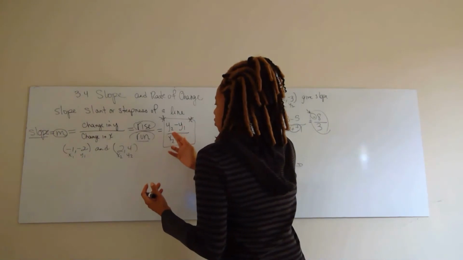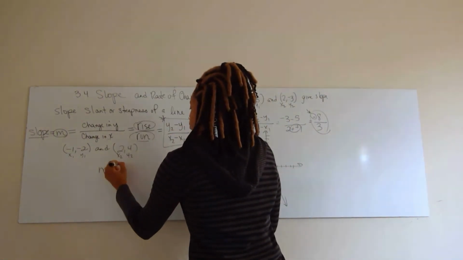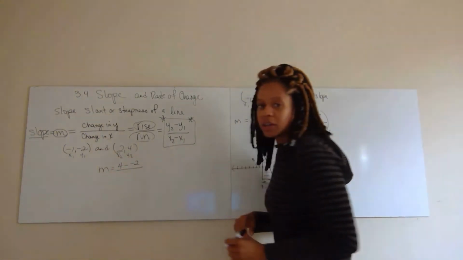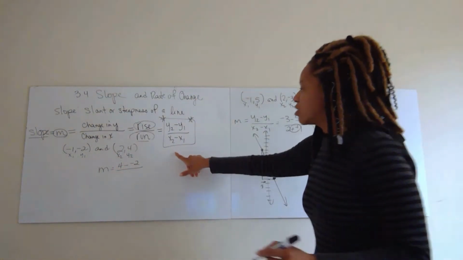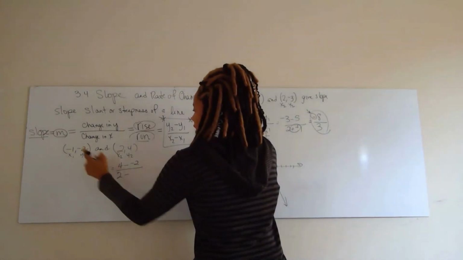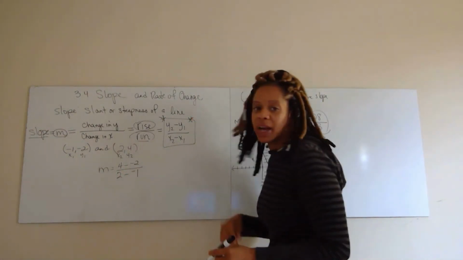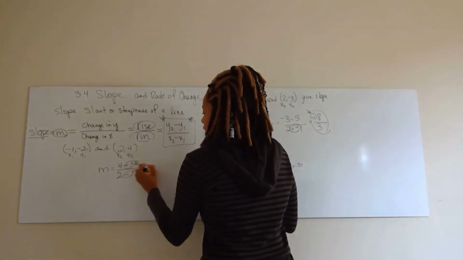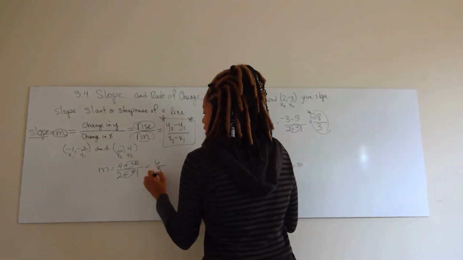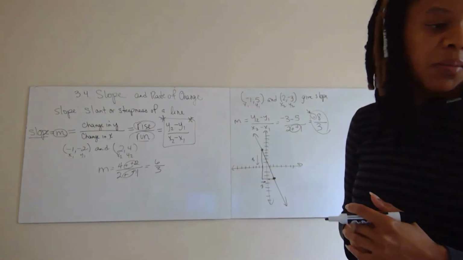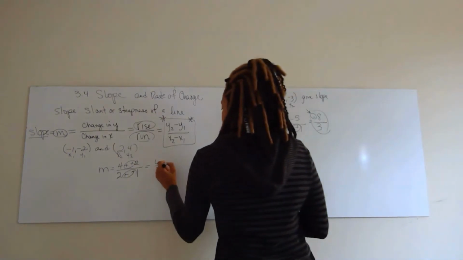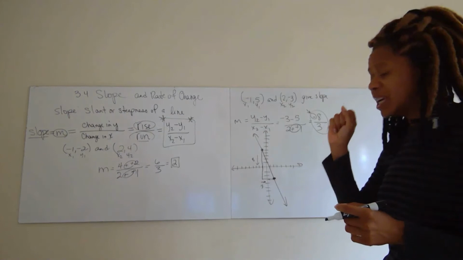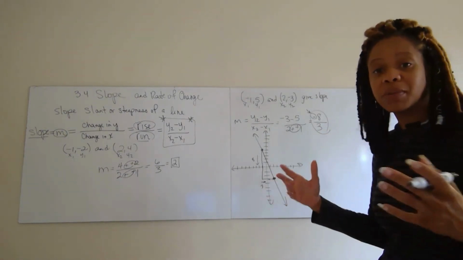So my ordered pairs: m is equal to y2, which is 4, minus y1, which is negative 2. Make sure you do a direct substitution. And then x2 is 2 minus x1, which is a negative 1. So I got double negatives in there, right? So I end up with 6 over 3. And we want to simplify that. It gives us a 2. So the slope is 2. In its most simplified form, the slope is simply 2.